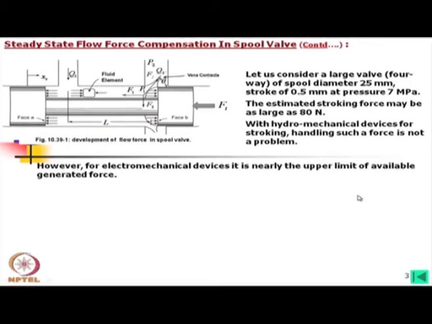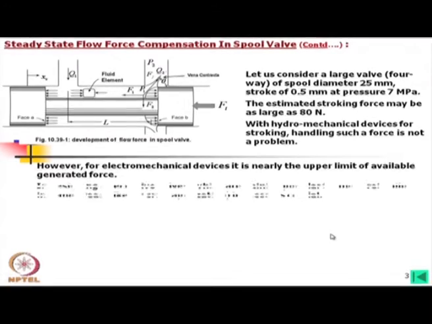However, for electromechanical devices, it is nearly the upper limit of available generated force. Now, although we have used the term upper limit, we can go for a bigger solenoid, but looking into the size of the spool, normally the size of the drive solenoid should not be much bigger than the valve. So, whatever solenoid size we can provide with these dimensions, we can see that 80 Newton is almost the upper limit of the available generated force.